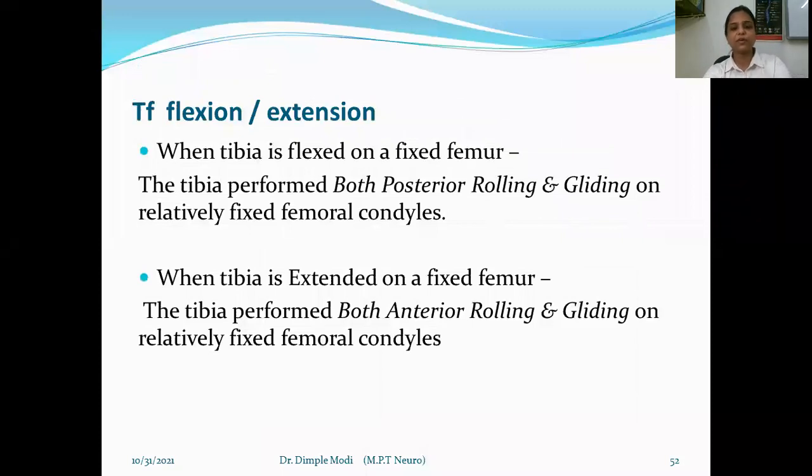When the tibia is flexed on the fixed femur, it performs both posterior rolling and gliding on the relatively fixed femoral condyles, and when the tibia is extended on the fixed femur, it performs both anterior rolling and gliding on the relatively fixed femoral condyles. There are also cruciate ligaments and menisci which help in the flexion and extension movement.